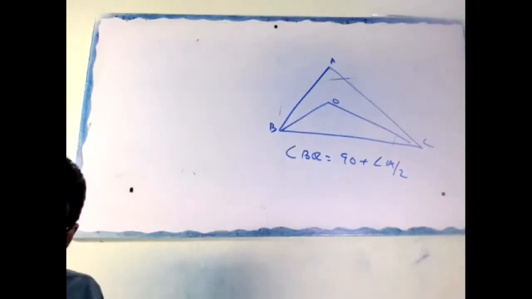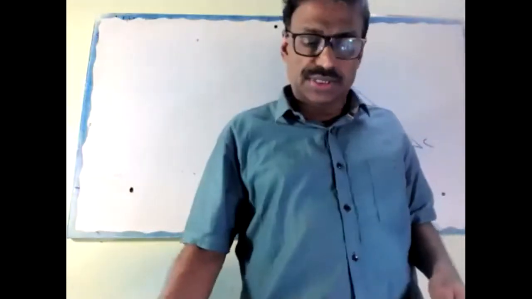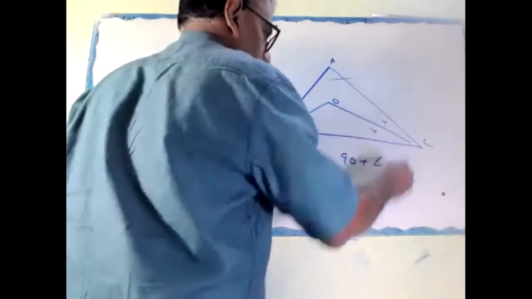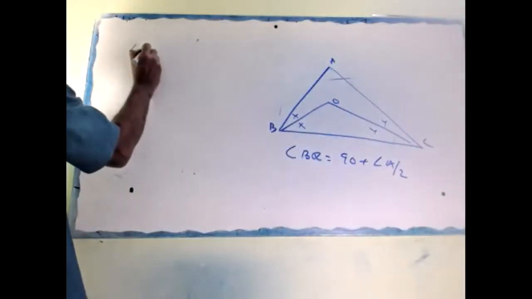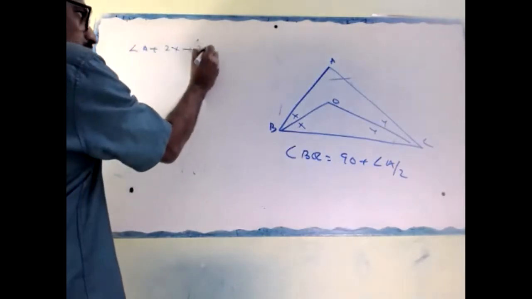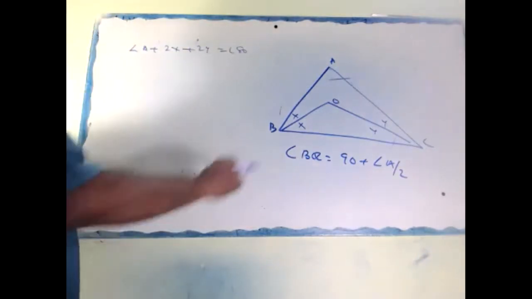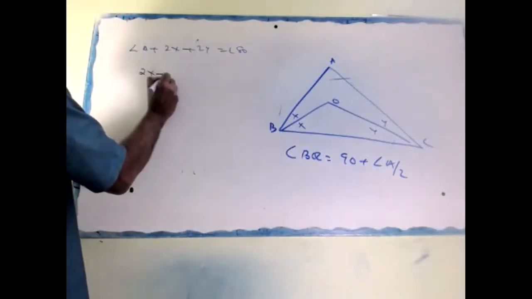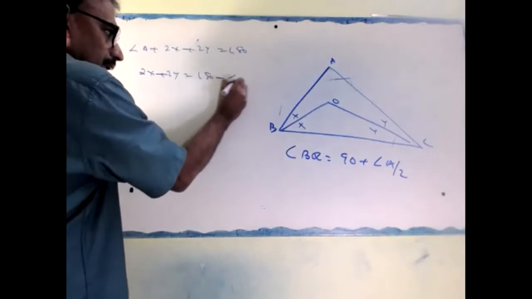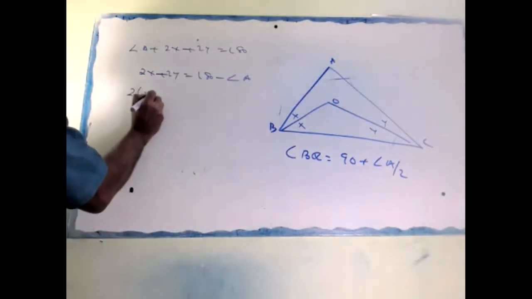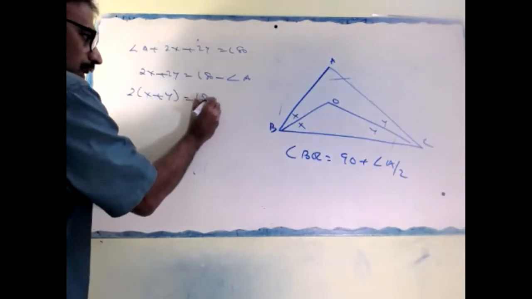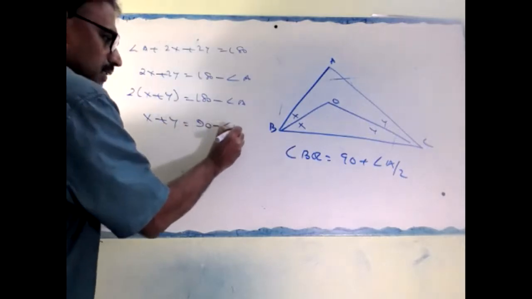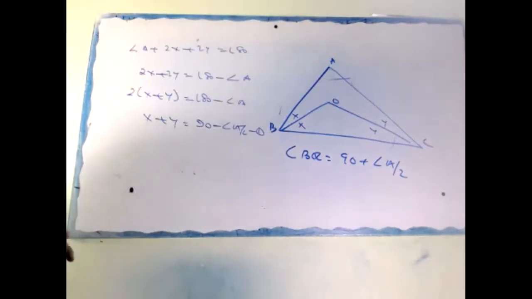Okay, finish. Look at here, I'll show this one. This is a star question. This is X bisector, here Y. First of all, angle A plus 2X plus 2Y equal to 180. 2X plus 2Y equal to 180 minus angle A. 2 times X plus Y equal to 180 minus angle A. X plus Y equal to 90 minus angle A by 2. Call it number 1. Understood?